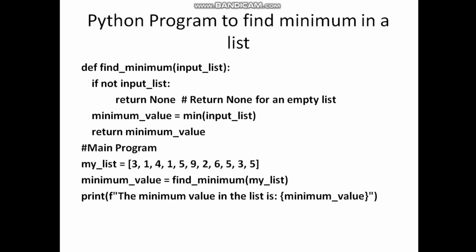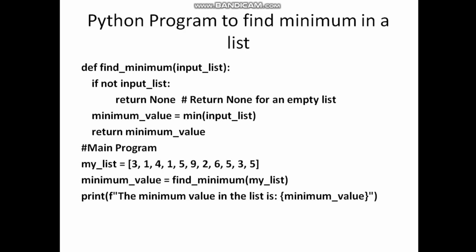Inside find_minimum, we check "if not input_list". What is the content in input_list? Whatever is in my_list, the same will be assigned to input_list once I call the function. So if not input_list, that is, if the list is empty, it will return an empty list. Otherwise it will find the minimum element in the list through the min function, that is min of input_list. What is the minimum element here? Among 3, 1, 4 and all the elements, 1 is the minimum, and it will return it using the predefined min function. That value will be assigned to minimum_value, and finally I return the minimum_value.